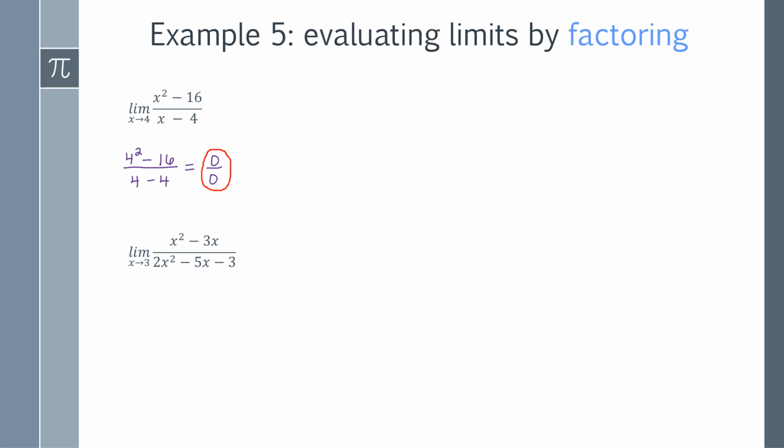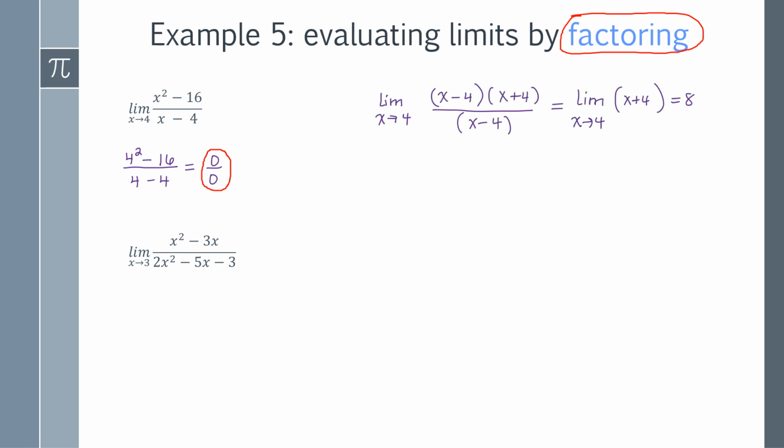Now, later in the semester, once we know what derivatives are, we're going to approach this same problem slightly differently, and we're going to get exactly the same result. But for now, we're going to be applying the method of factoring. So anytime I get 0 over 0, that's what we need to focus on. We need to factor the top and the bottom as much as we can. So what do we do here? Well, the bottom is already factored. But on the top, we have a difference of perfect squares, and that factors as x minus 4 times x plus 4. And what happens here?